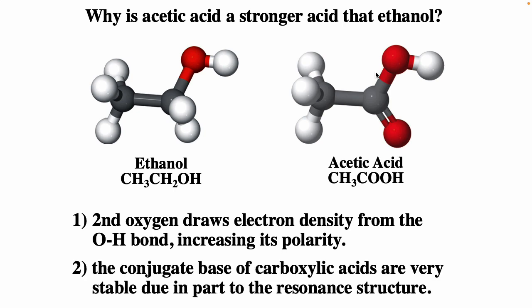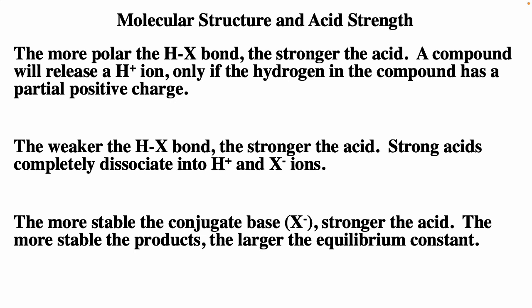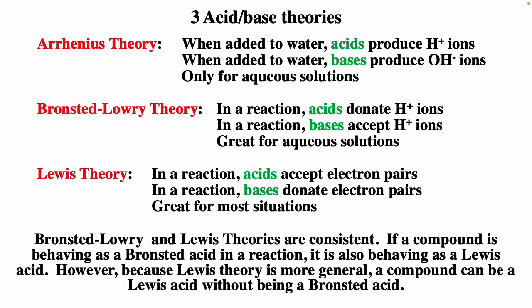So when you're looking at Bronsted acids, it comes down to basically three things. The more polar the HX bond, the stronger the acid. The weaker the HX bond, the stronger the acid. And the more stable the conjugate base, the stronger the acid. And you can also apply these ideas to oxoacids. You saw that the more oxygen, the stronger the acid, and the more electronegative the center atom, the stronger the acid. And so we've talked about three acid-base theories.